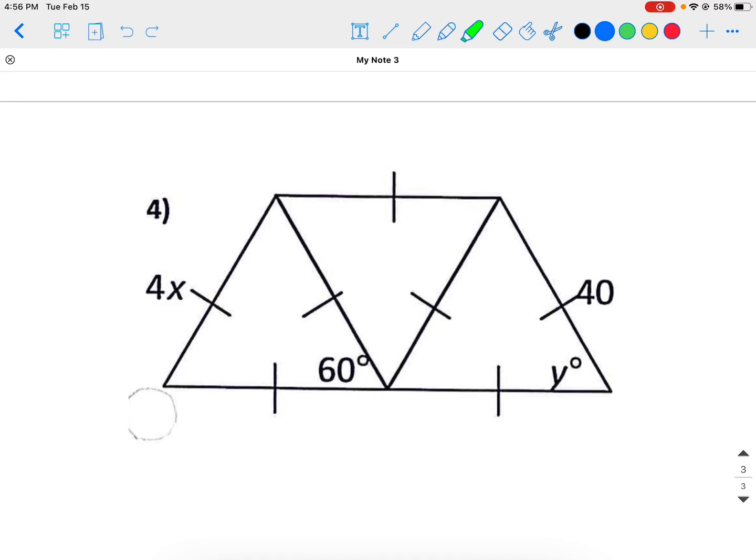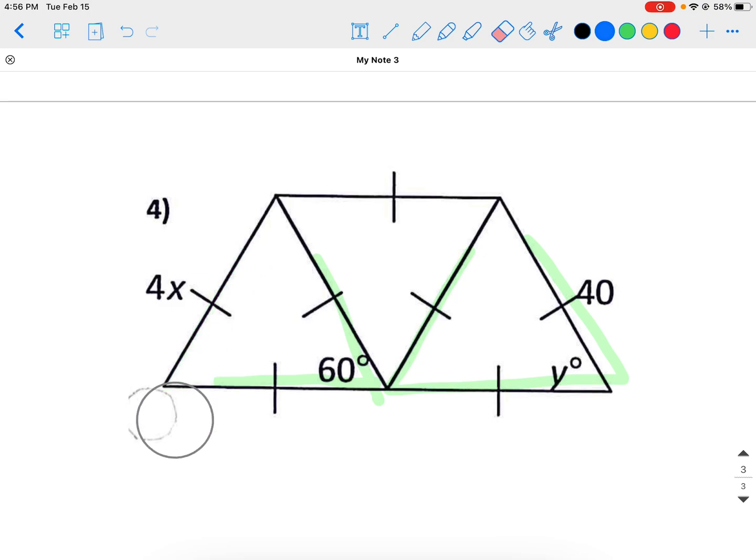Okay, so here we see three triangles, and what I want you to notice about these three triangles is that each side of each triangle has these line marks through them, the little tick marks. So that tells us that every single side of every single triangle is the same. Here it's telling us this side is 4x, which means this side is also 4x. This side is also 4x. This side, this side, this side, they're all 4x.